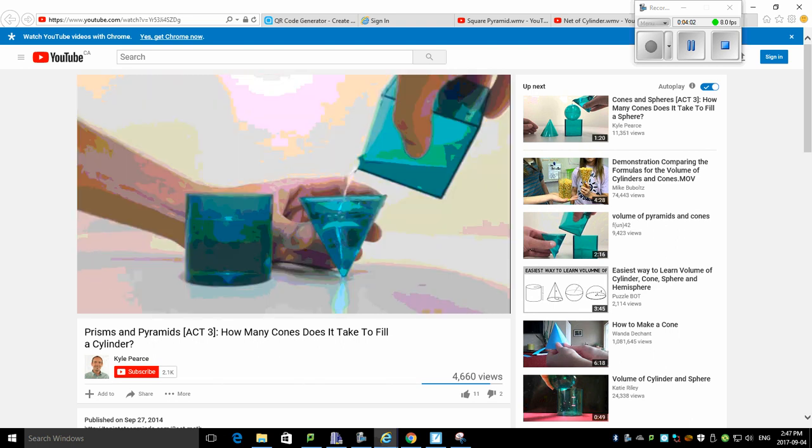Okay, fills it up again. I'm surprised he doesn't spill anything. There's 2. And then he fills it up a 3rd time, and watch what happens. It goes right up to the top. Look how beautiful that is. What an excellent demonstration here of it takes 3 of these cones to fill up the original cylinder. So that's times by 3.